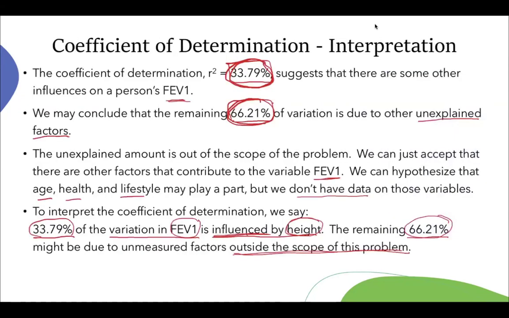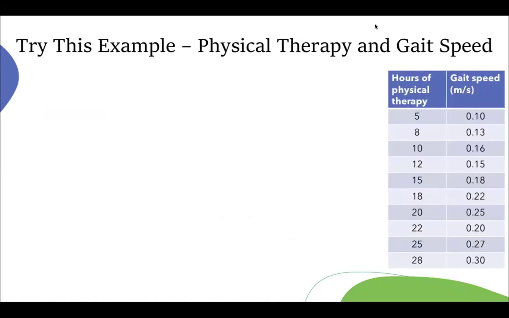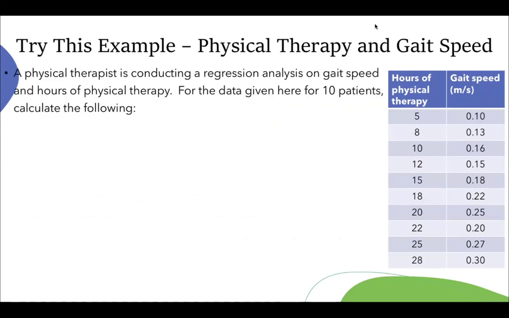Okay, so let's take this example and do another one very similar to it involving physical therapy and gait speed. We've already talked about gait speed as a measure of somebody's walking speed. And in this example, we have some raw data that a physical therapist is using. They are conducting a regression analysis on gait speed and hours of physical therapy. For the data here, for 10 patients, we're going to calculate the following.